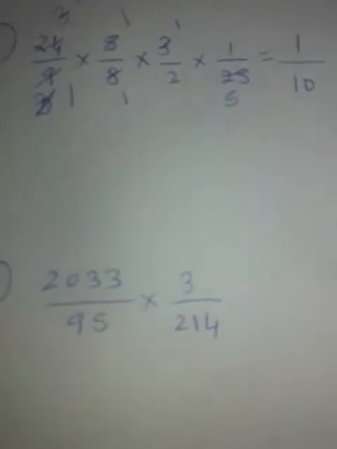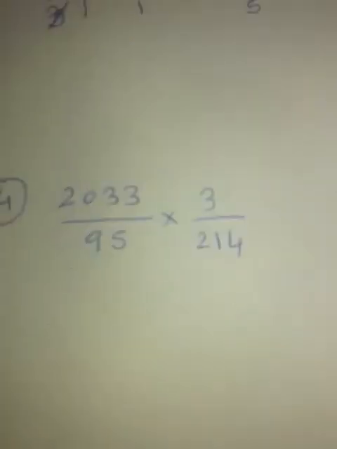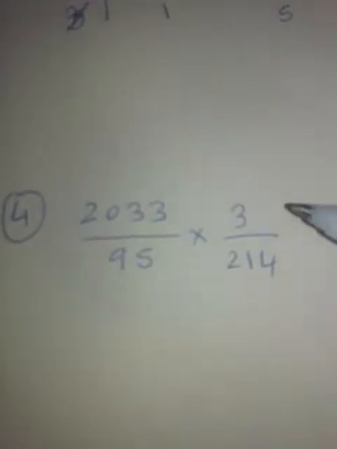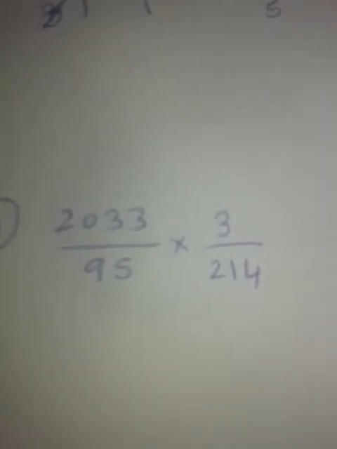Now here I want to show you one trick. So listen to it carefully. When I look at these numbers, 2033 upon 95 and here 3 upon 214, at my first look, I am not able to understand any common factor. How to cut? See, now there's a sum.